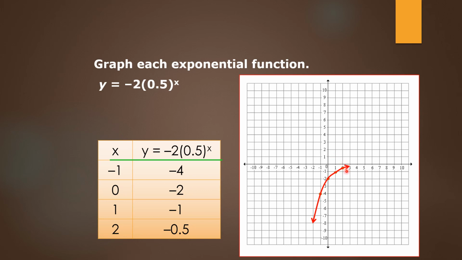Now the graph here is like this for two reasons. The first reason, b here is less than 1 and bigger than 0. The second reason, the coefficient is negative, and the negative here means the graph is reflected across the x-axis. The graph was like this, okay, and it was reflected across the x-axis to be like this because of this negative.